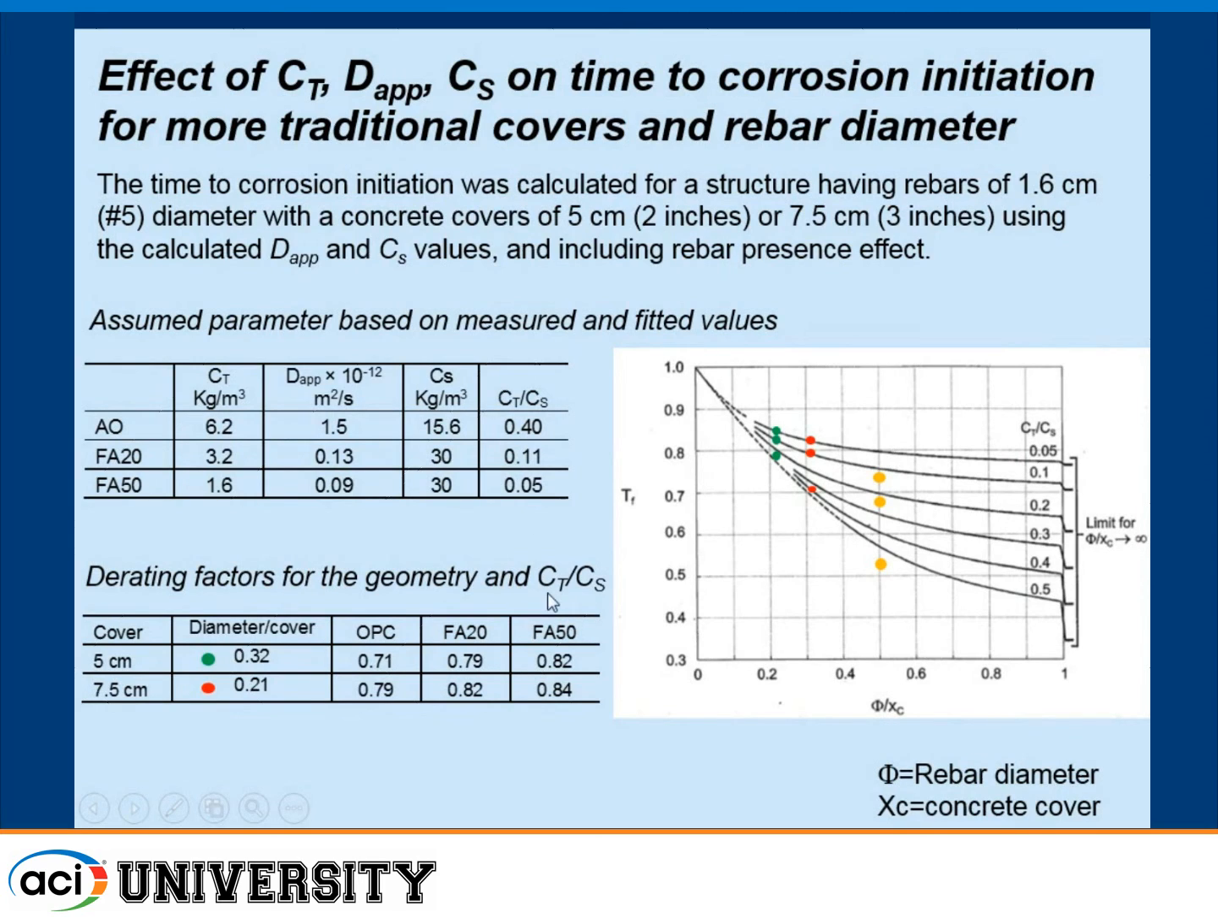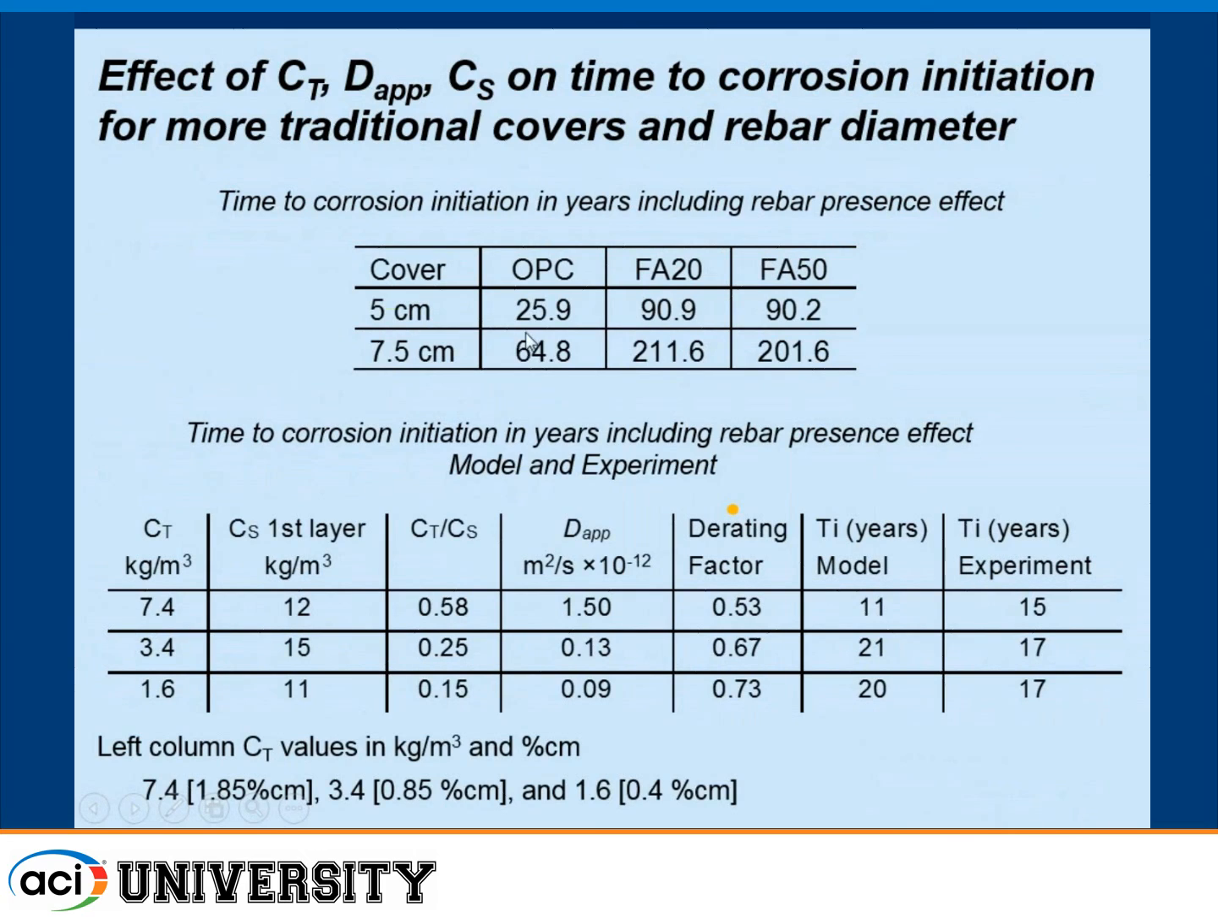And then we took the values from the diffusivity and the surface concentration that was measured, and including, this is from the paper with Dr. Kranz and Dr. Sagüez, the derating factor for the rebar presence. And then what we did is, what happens if you have a 5 centimeter concrete cover and a 7.5 centimeter concrete cover, rather than the dimensions that I had mentioned before. And we found that in that case, the OPC would have taken 25.9 years before corrosion initiated, and if you have a 3-inch concrete cover, close to 65.